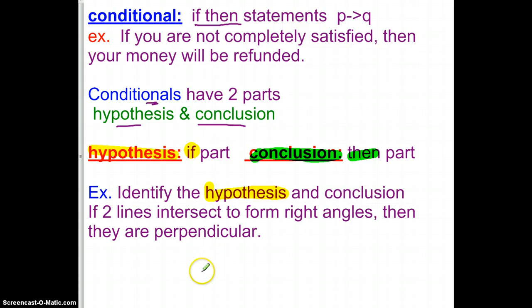So the sentence says, if two lines intersect to form right angles, then they are perpendicular. So this part right here would be considered the hypothesis. It's the if part of the sentence, but notice I did not include the if, that actual word in there. Conclusion is the then part of the sentence. But just like before, I'm not going to include the word then, but I'm going to include everything else. So this part right here tells us that the conclusion would be that they are perpendicular.